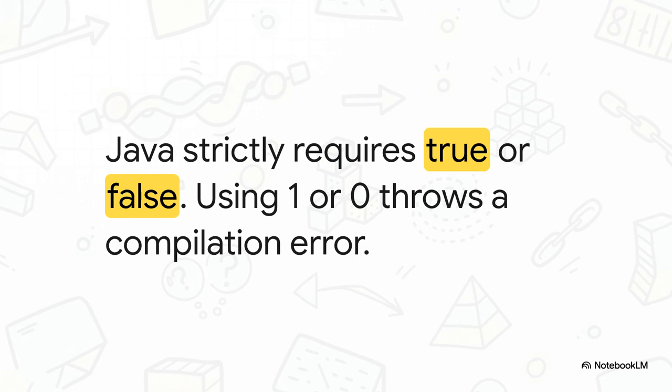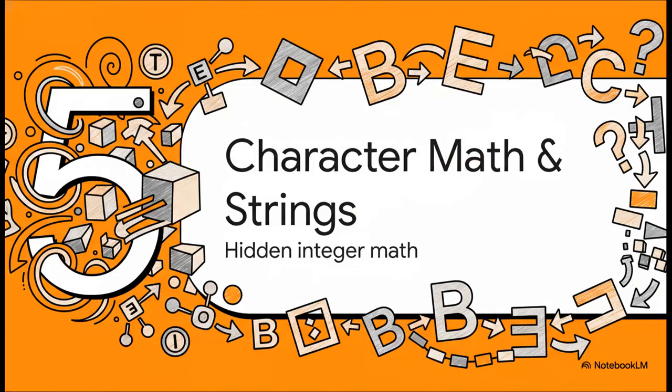If you try to assign a 1 to a Boolean variable, Java immediately throws a compilation error, telling you that an int cannot be converted to Boolean. Unlike C or Python, Java is incredibly strict here. It literally requires you to use the actual words true and false. No shortcuts allowed. All right, let's move to our final topic, section 5, character math and strings.